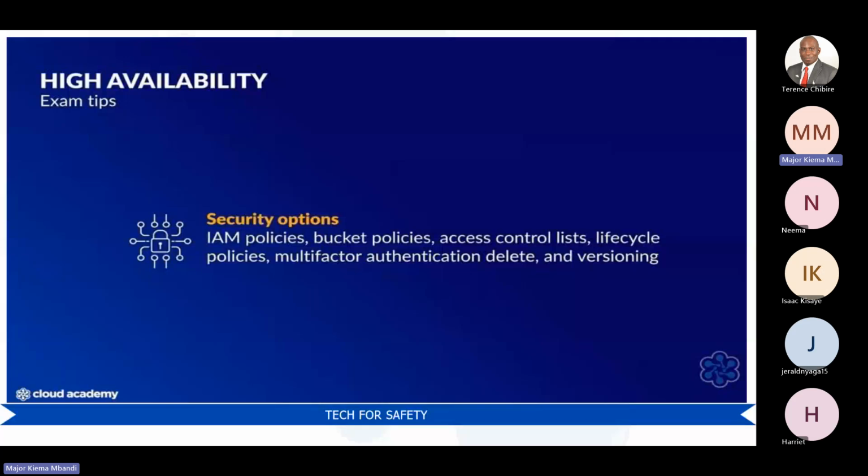Security options: IAM policy, bucket policy, access control list, lifecycle policy, and multi-factor authentication delete. This is whereby someone who wants to delete objects needs to be prompted for an MFA code, and versioning. For MFA delete, versioning needs to be enabled. And the last time I checked, the one who can enable MFA delete is the root user in the account. So a standard user, no matter how much permission you have, cannot enable multi-factor authentication. The root user needs to go to the CLI and run a command, pasting the code from the authentication device to enroll it.